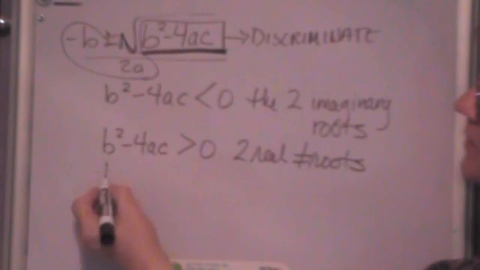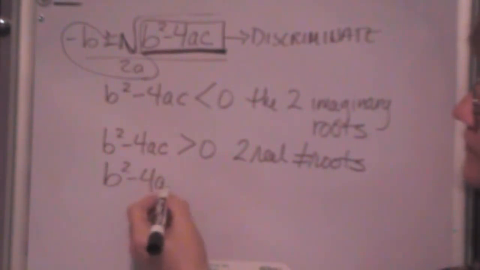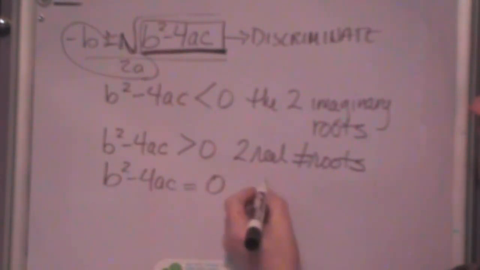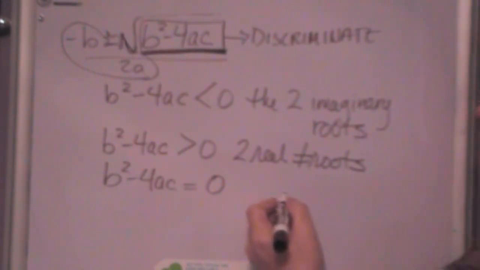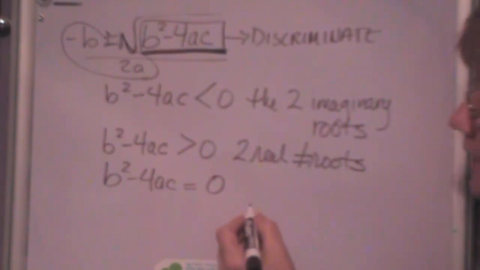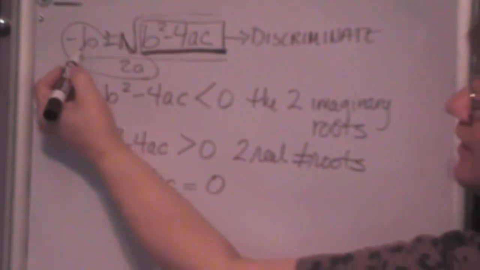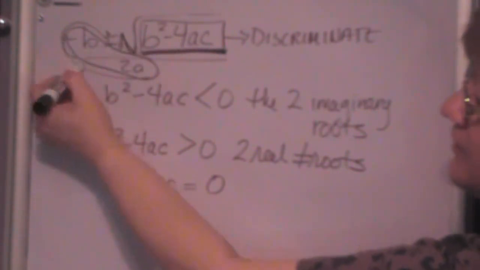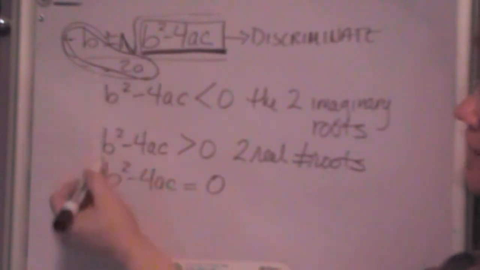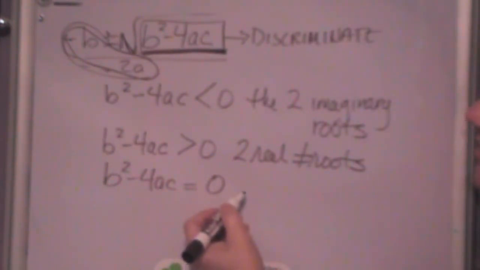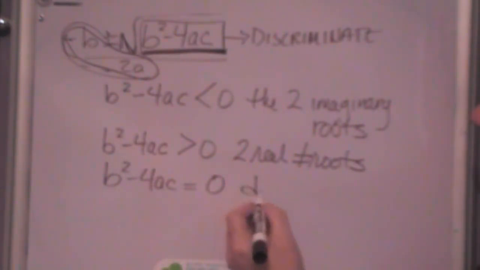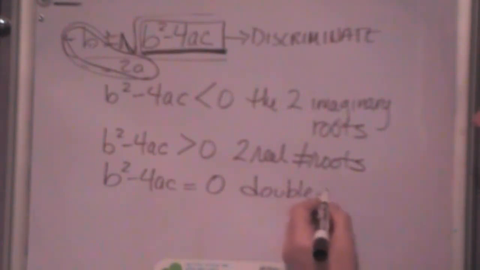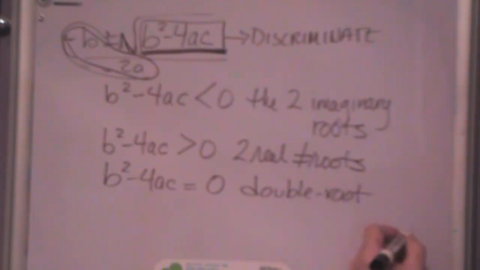Now what happens if it's equal to 0? You're going to get a double root that's going to be the same root. So if you had 0 in there, you have a double root which would be the same. You're going to add or subtract 0 from this thing, minus b over 2a, so you're actually just going to have a double root, which is the same number, which will look like a single root to you, but it's really called a double root.